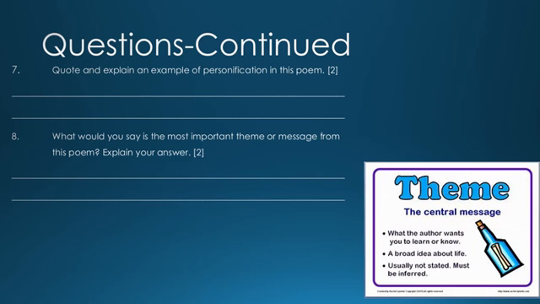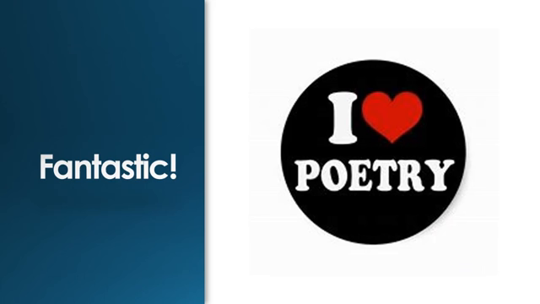Then 8, what would you say is the most important theme or message from this poem? Explain your answer. And then in the little block, I've said the theme is the central message, what the author wants you to learn or know, a broad idea about life, and it's usually not stated, it must be inferred. So this means that in the poem, the author is not going to say, this is my message or this is my theme. You need to figure it out. You need to see what you understand from their message.